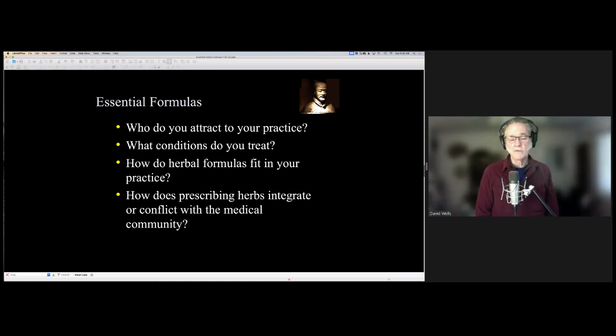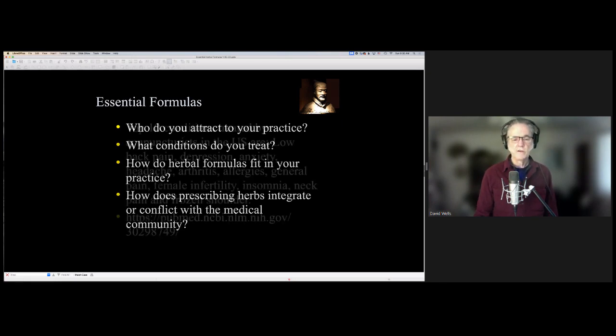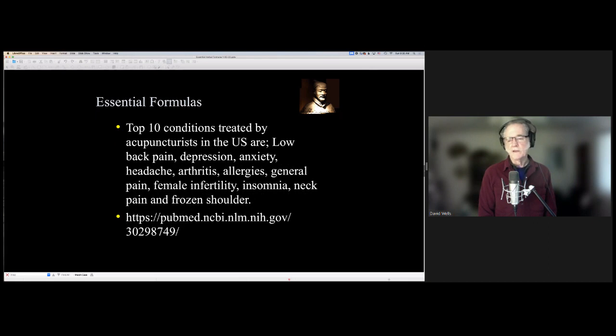So you create side effects. So in many ways, our formulas are a lot safer than the refined and more powerful drugs. We'll get into that a little later. So what are the essential formulas? And I list this because, as someone said, I treat everything that the tide washes in.